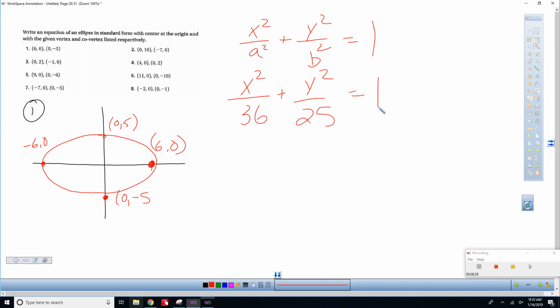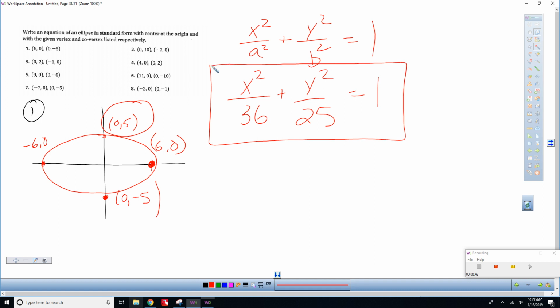Let's see if these points work. So, does the point 0, comma 5 work? Let's test this point. 0 plus 5, that equals 1. Does the point 6, comma 0 work? 6, 0, they all work. All those points work, so I'm very confident that this is the answer to number 1.